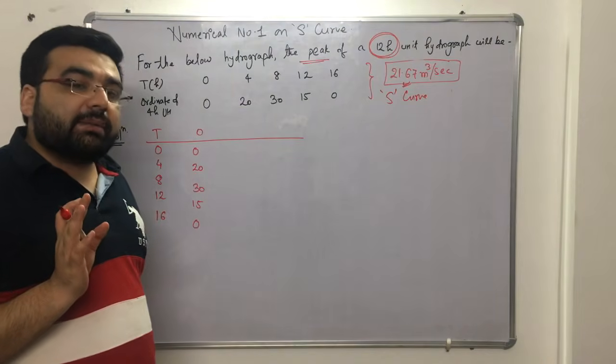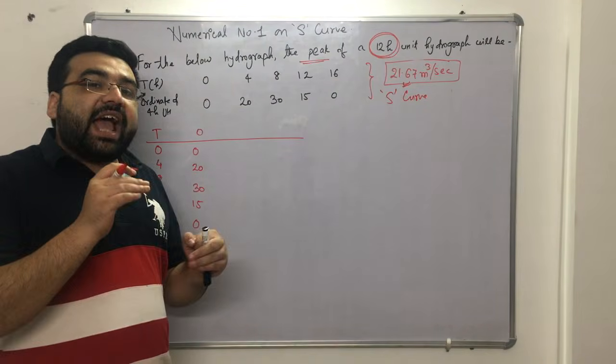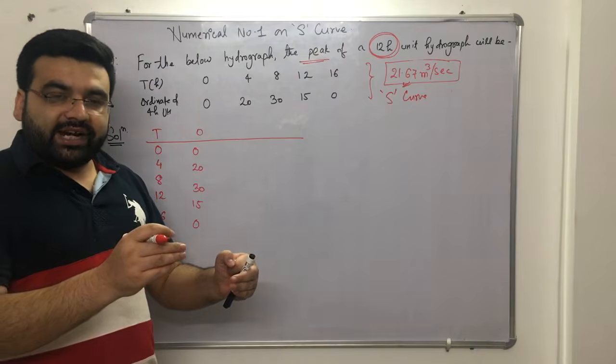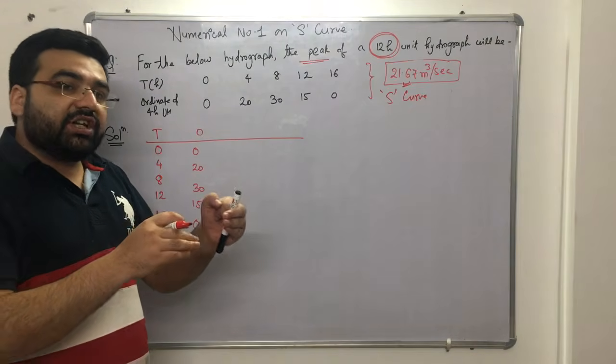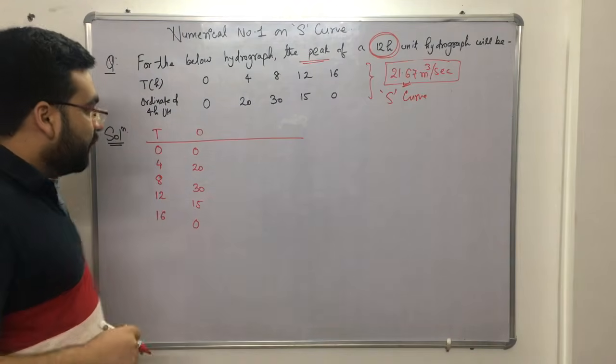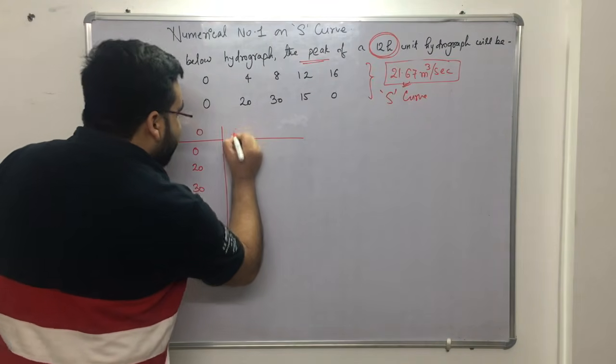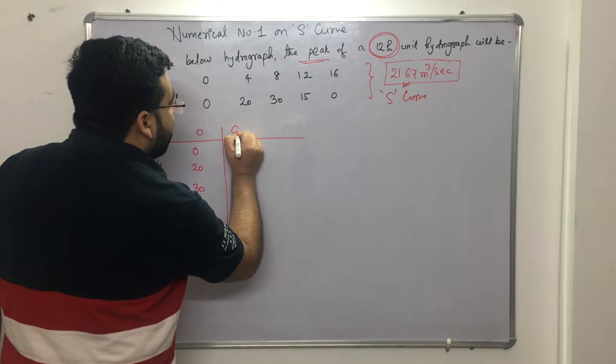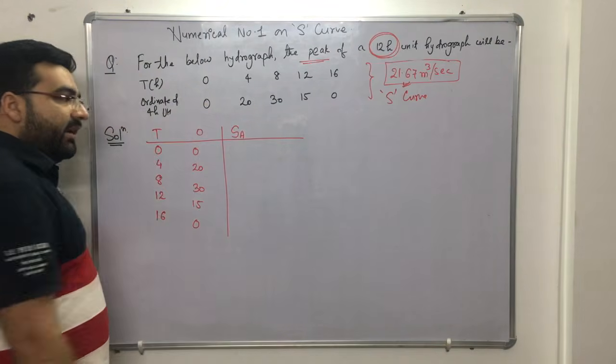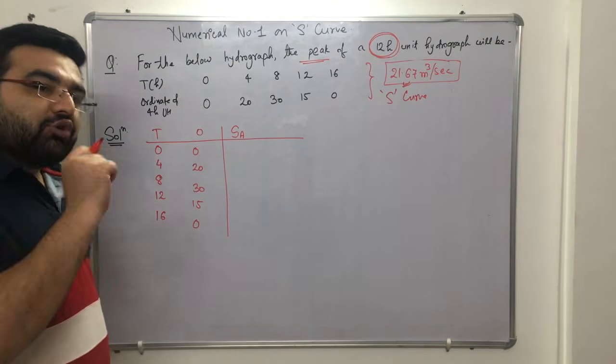So what is step number 1? First of all, we have to make an S curve, which is also known as SA. So let us make an S curve and denote it with SA. SA is the first S curve. So how to get the S curve?